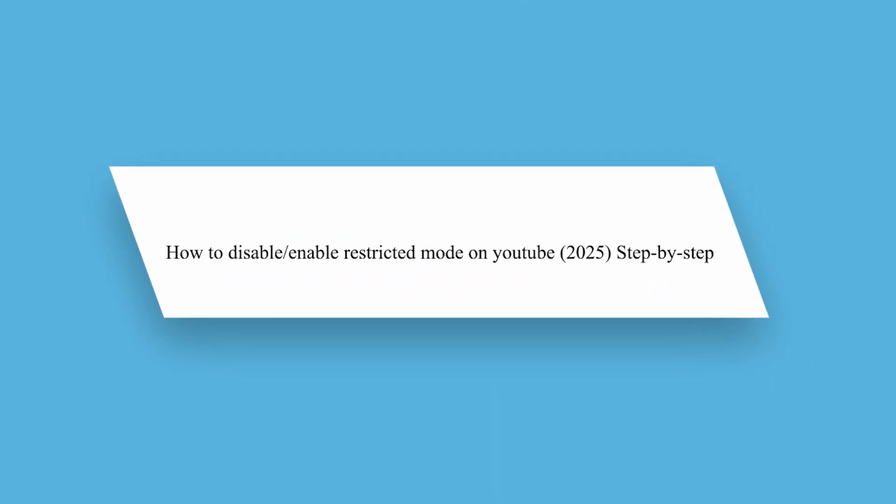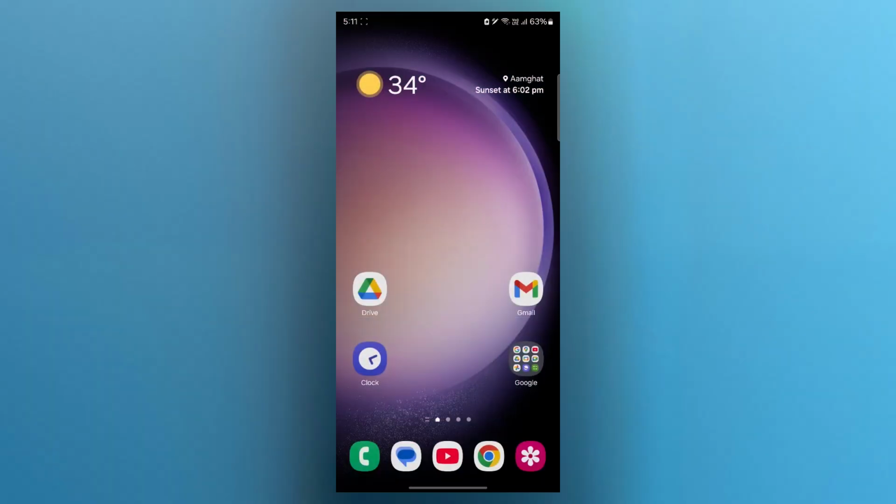Today I will show you how to disable or enable restricted mode on YouTube in 2025. Restricted mode helps filter out potentially mature content on YouTube. It's useful for parental controls or workplaces but can sometimes block videos unnecessarily.